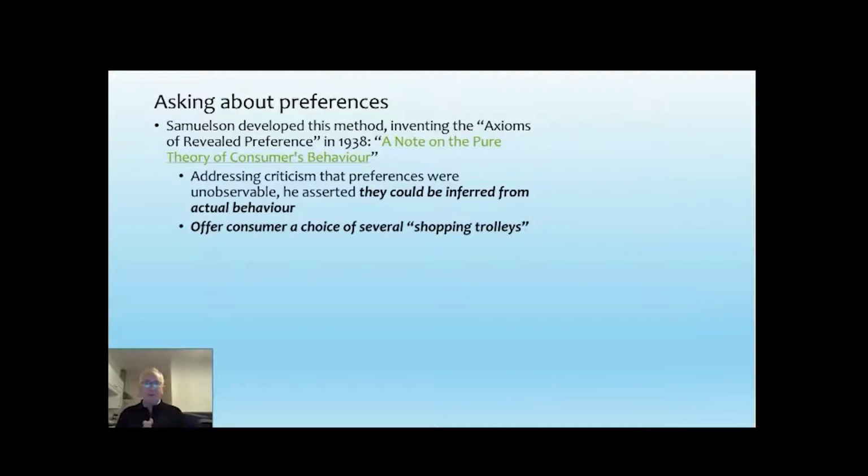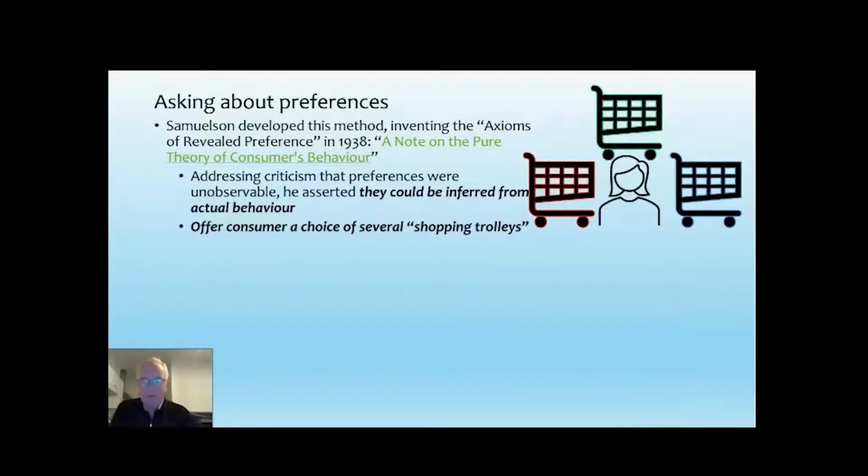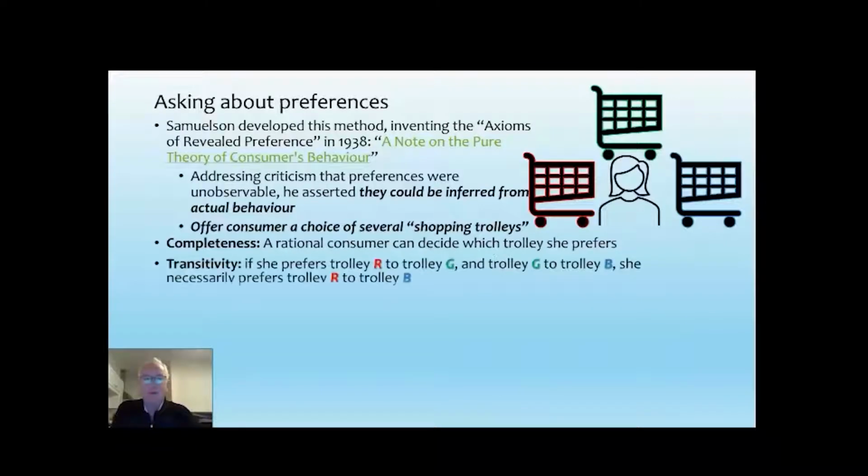So the idea was you offer consumers a range of different shopping trolleys that contain different combinations of goods. So you have three shopping trolleys facing this particular consumer. And you have a range of axioms that are supposed to describe rational behaviour by this consumer. And the first one, actually the strongest in terms of its impact, weakest in terms of its realism, is that a rational consumer can decide which shopping trolley she prefers. Is it the red, the blue or the green?